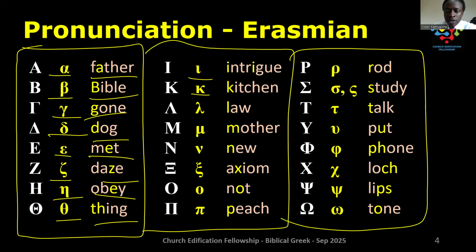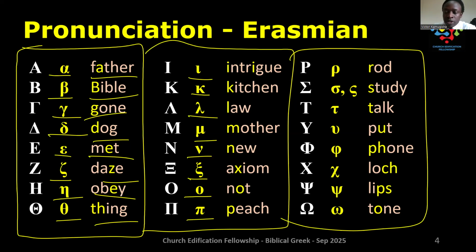The kappa is pronounced as Ka, just like in the word kitchen. The lambda is pronounced as La, just like in the word law. The mu is pronounced as Ma, just like in the word mother. The nu is pronounced as new, just like in the word new. The xi is pronounced as xi, just like in the word axiom. The omicron is pronounced as A, just like in the word nut.